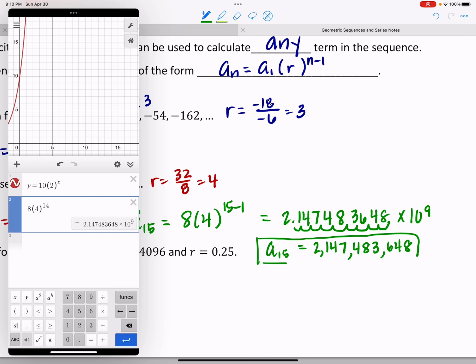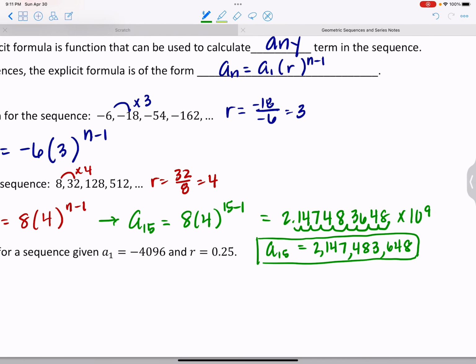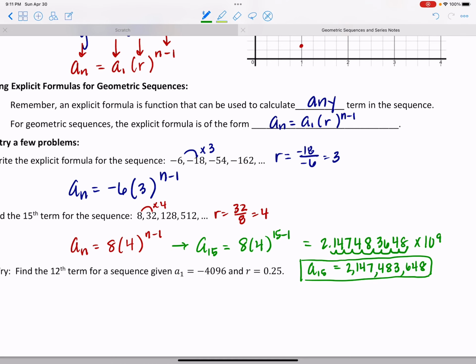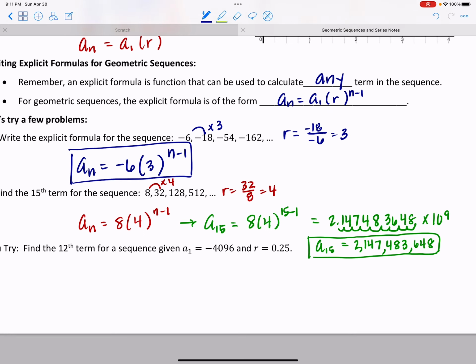So although I could continue to multiply by 4 to make this list and get out to the 15th term, it doesn't seem like it would be overly difficult, but the numbers grow so fast that the list would start getting a little ridiculous. Okay, so you could absolutely take the long way and multiply by 4 to continue the list, but there you go, that gigantic number.